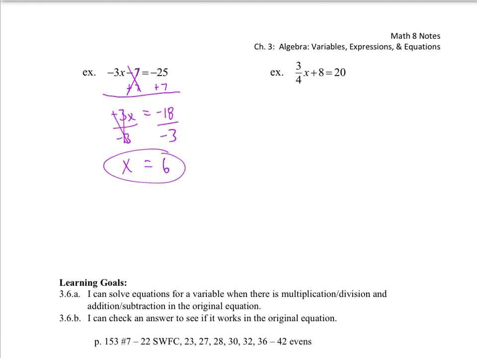One more to do. One more to practice on. 3/4 x plus 8 equals 20. What's my first step, Molly? Minus 8. Minus 8.